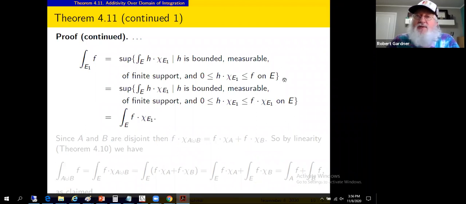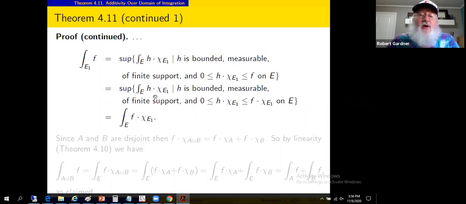This first line is copied from the previous slide. We've got 0 less than or equal to h times a characteristic function less than or equal to f. Let's put a characteristic function on E1 times E1 there. When we choose values from E sub 1, we have this relationship satisfied. When we choose values off of E sub 1, everything in sight is 0. So this still holds, and these are equivalent: the same collection of functions h.